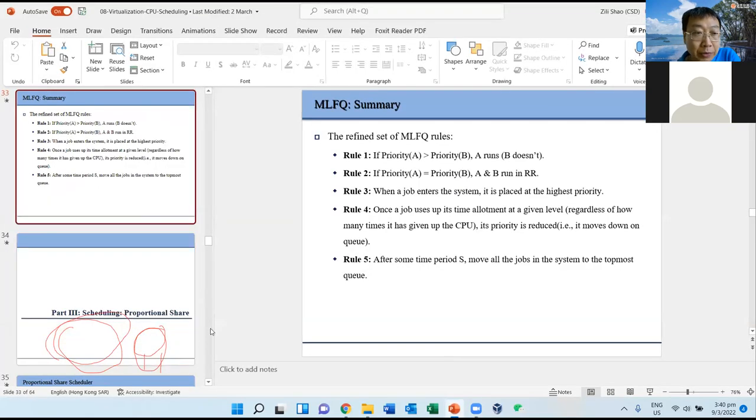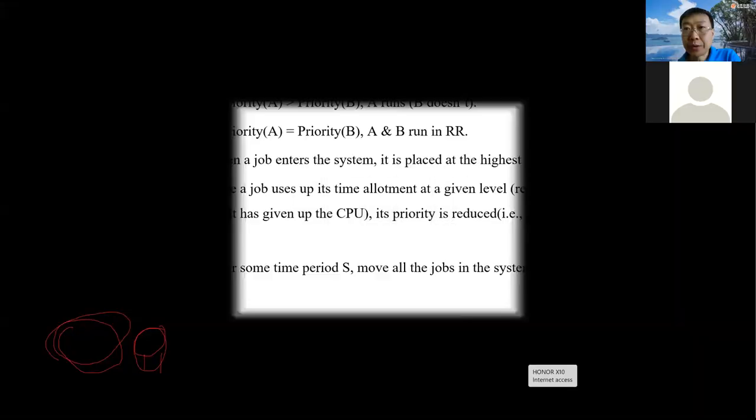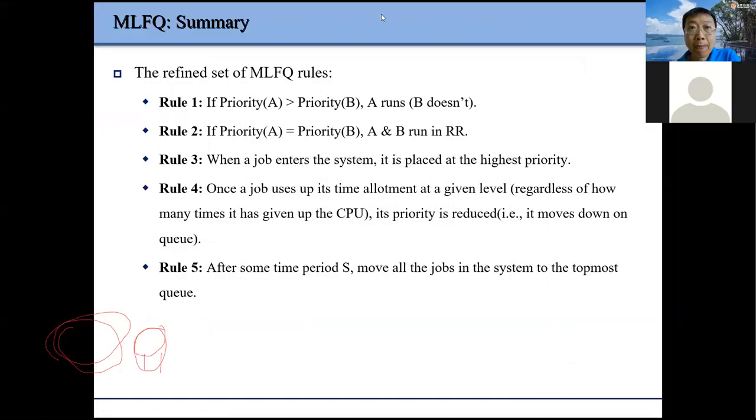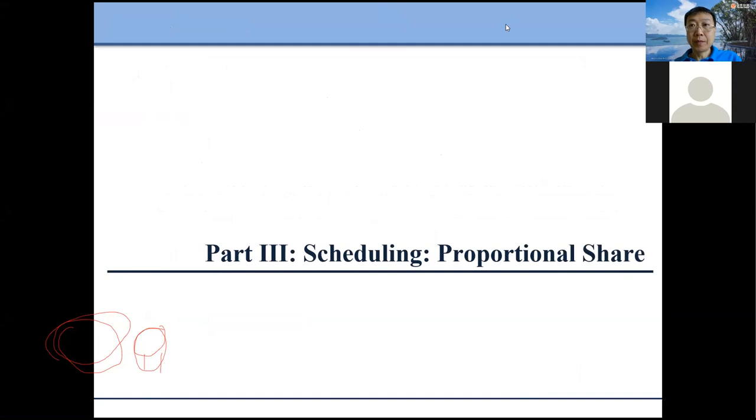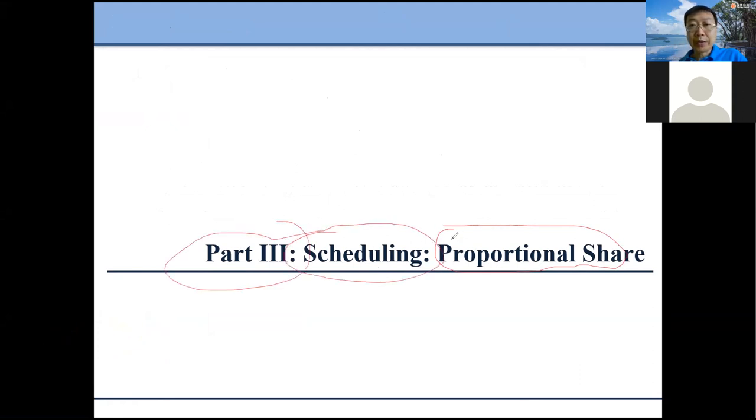So let me go back to continue to talk a little bit more related to scheduling. Let me first clean up here. Next I want to talk about proportional sharing. Before I continue, can you guys see my slides? Part three, scheduling, proportional sharing.